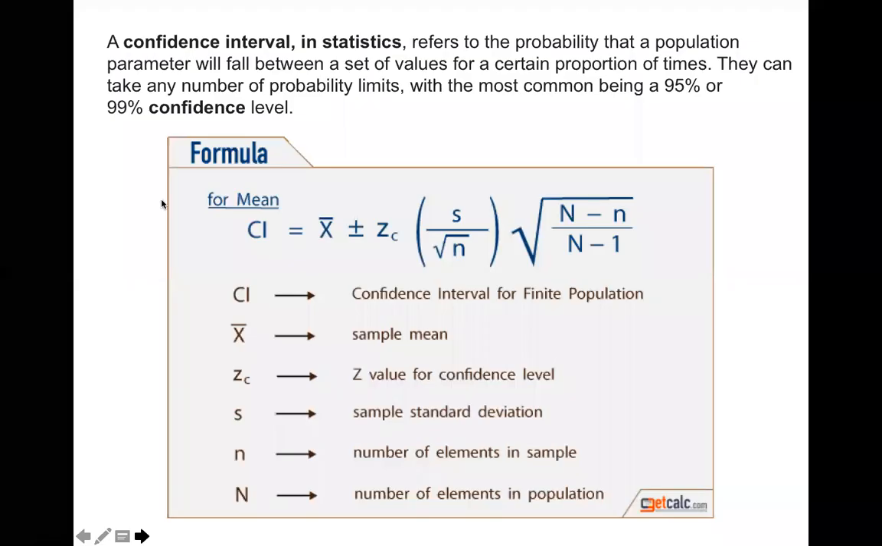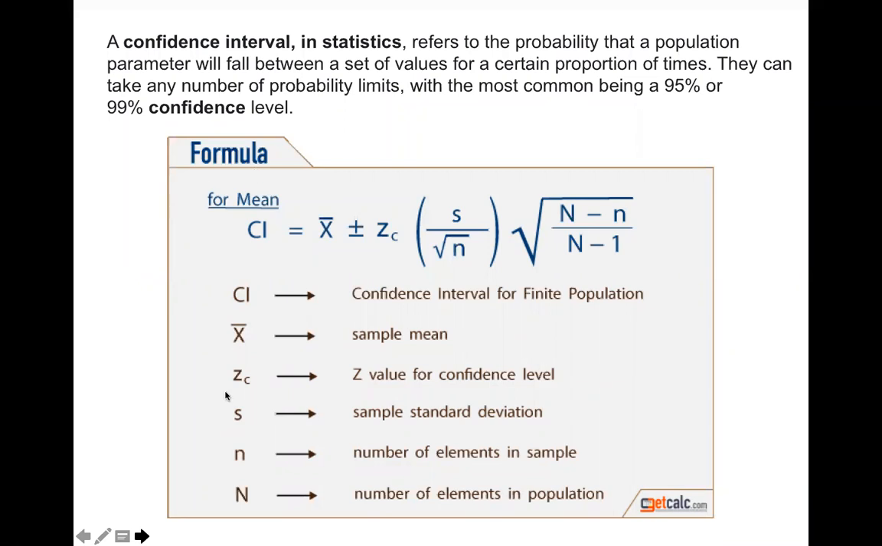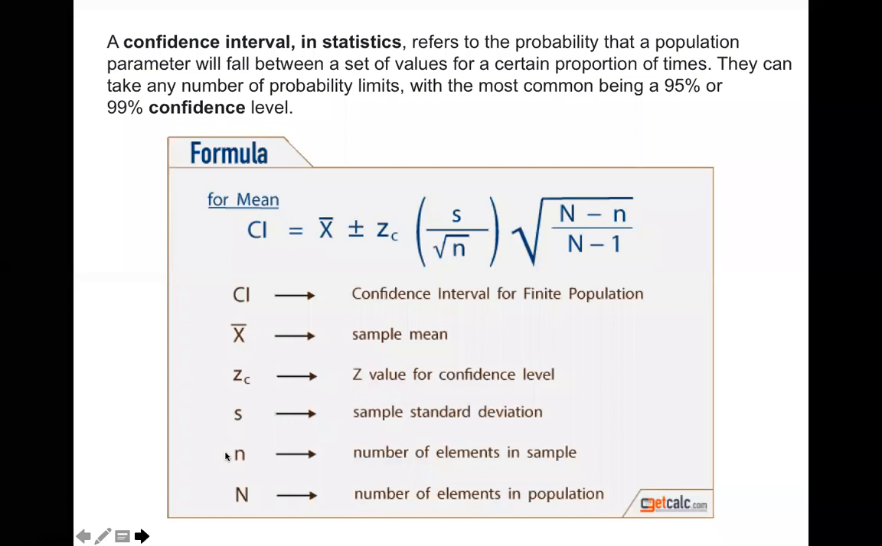And this is the formulation for confidence interval, where CI is the confidence interval, X dash is the sample mean, Z subscript C is the Z value for the confidence interval, S is the sample standard deviation, n is the number of elements in the sample, and capital N is the number of elements in the population. This is the formulation that you should know for finding the confidence interval.